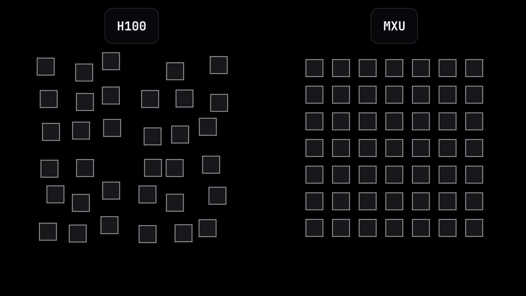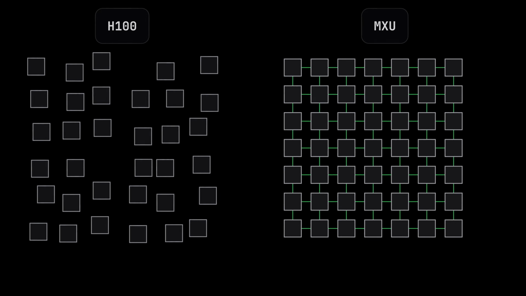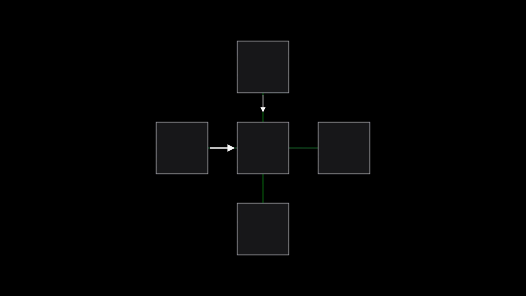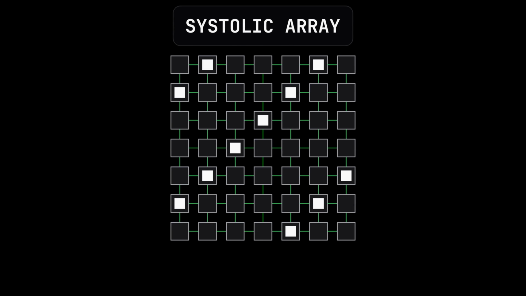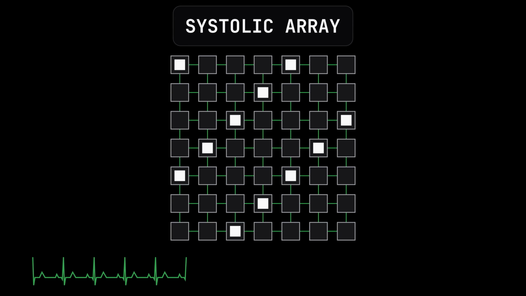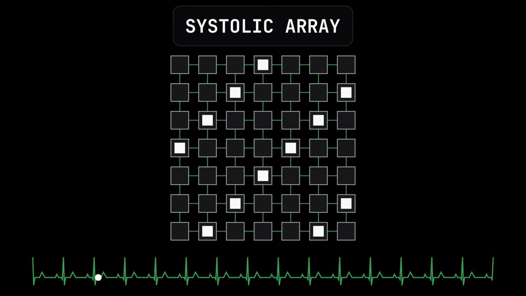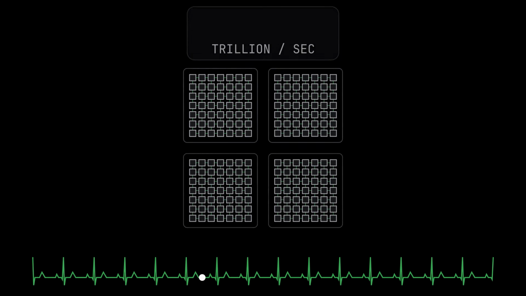Each unit is connected directly to the units next to it with no memory in between. A number can only come into a unit from a unit on its left or the unit above it, and it can only leave to the unit on its right or the unit below it. On every clock cycle, each unit takes one number in, passes one number out, and does one multiply and add operation in between. A grid like this is called a systolic array, and the name comes from the heart, because the whole grid moves numbers on a beat. All 4 arrays together get through nearly 200 trillion multiply and add operations every second.